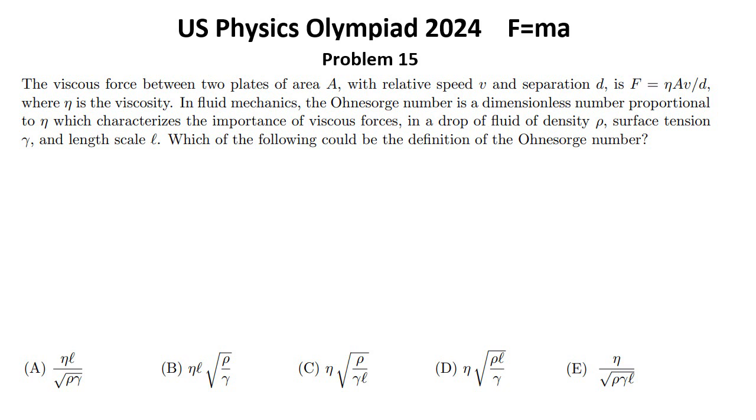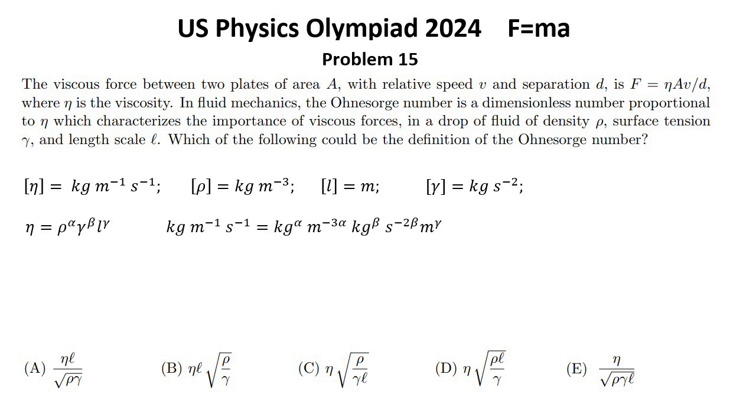Solution to problem number 15. From the definition of viscosity, the units of eta are kilogram per meter per second. In addition, the units of ρ are kilogram per cubic meter and the units of L are meters. As for the surface tension, it is a force per length, so its units are kilograms per square second.